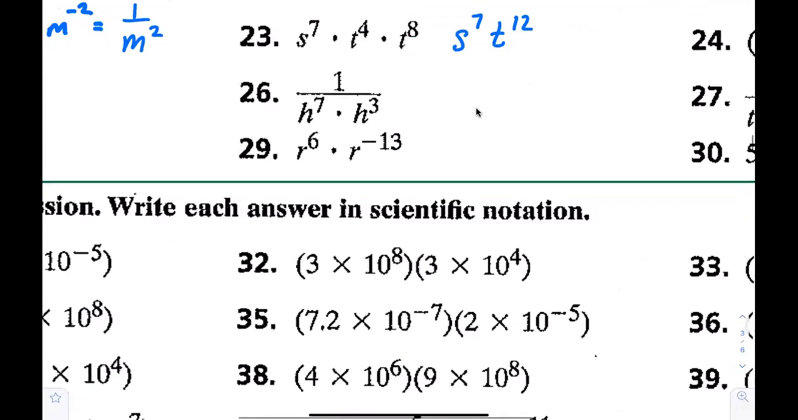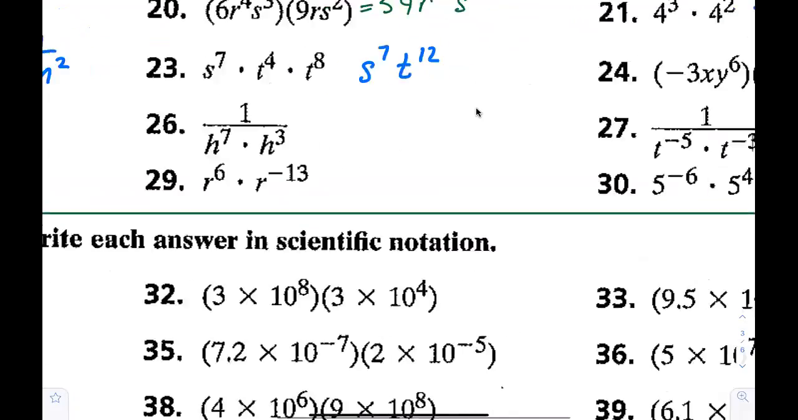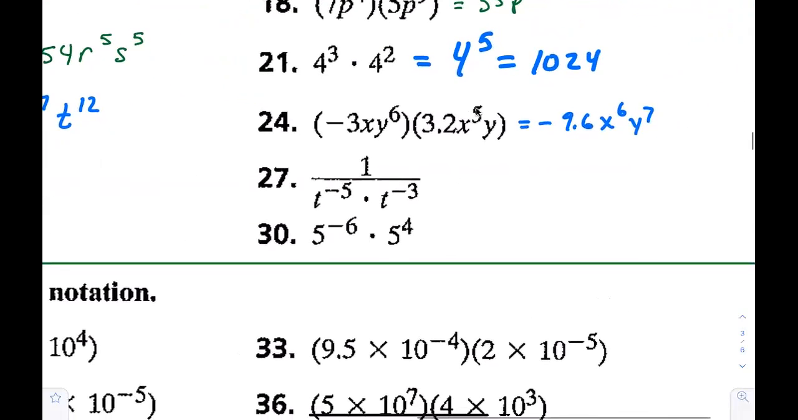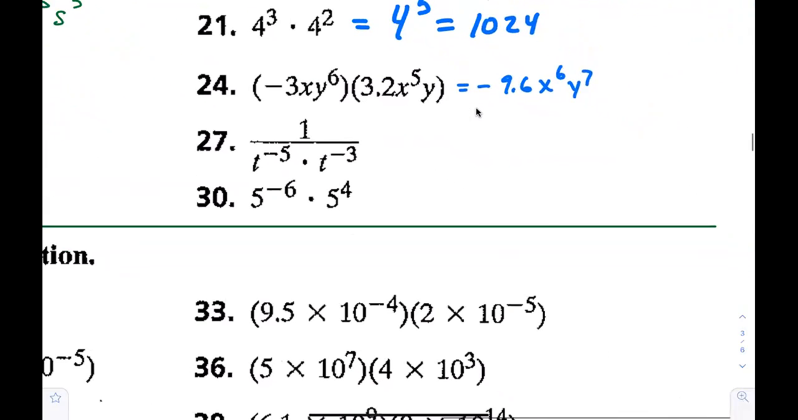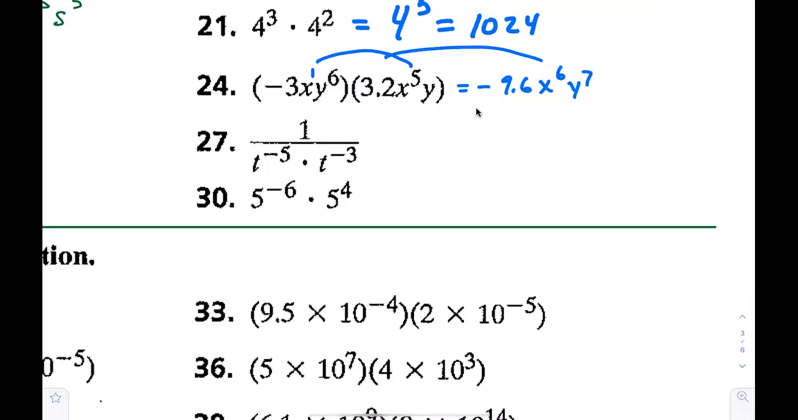Number 25. Can you do that one? Number 24, what's wrong? I'm not sure. I had trouble. I don't know how you get that. Well, I don't know which problem, X or Y. This is a 1, right? Yeah. 1 plus 5 is 6. 6 plus 1 is 7.